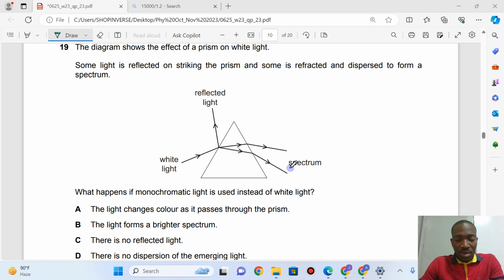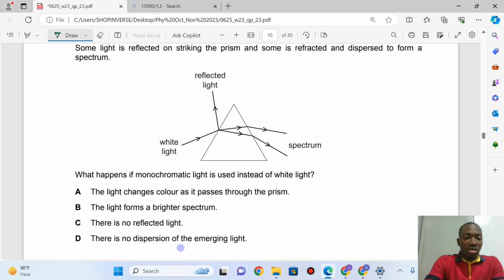Okay, so this shows the dispersion of white light. White light spread into the different frequencies. So you have the spectrum of white light. But if you use monochromatic light, which is only a single frequency, then it will not be dispersed. Only that single frequency would come out at the other end of the prism. It won't spread the light into the different components because monochromatic light is light of one frequency. So that means there will be no dispersion of the emerging light. That means D, the correct answer.